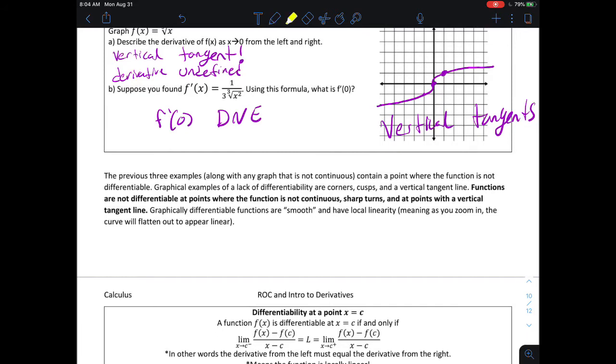But to highlight what we're looking for graphically, functions are not going to be differentiable at points where they're not continuous, where there are sharp turns, or where we have a vertical tangent line. We saw sharp turns and vertical tangent lines in our examples. A lack of continuity should be a no-brainer: we can't be differentiable if the function is not continuous.